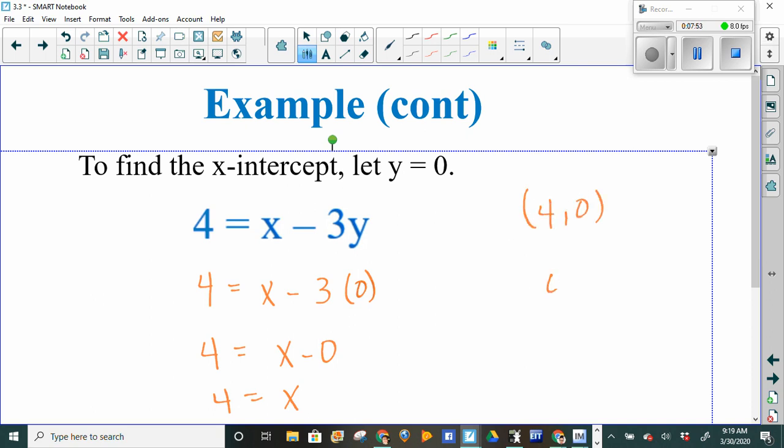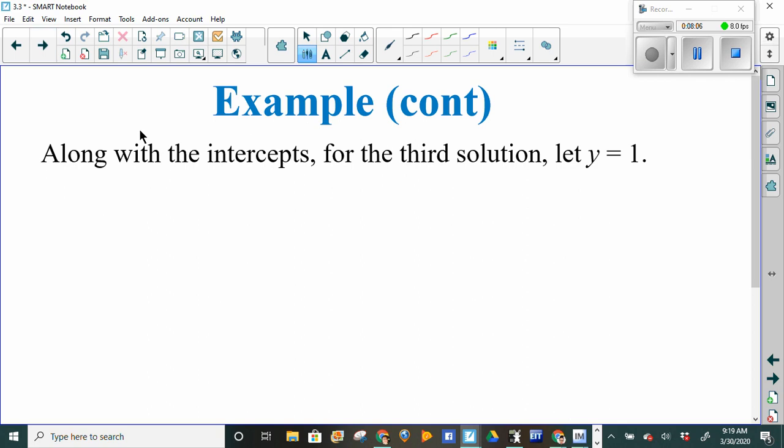So a while ago, x was 0 and it was negative 4/3. So this is my x-intercept. This is my y-intercept. So along with the intercepts, always find that third solution. So think back to your table, and this is just a checking point. So when x was 0, this was negative 4/3. When y was 0, this was 4.